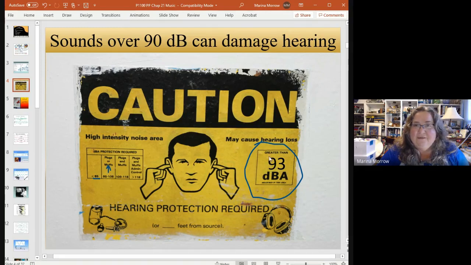Okay, so it's a little bit above where you start to get damage in your ears, and you'll know you're getting damage if you start to hear ringing in your ears. This will happen sometimes after a loud concert, or if you've been in a noisy place, you'll start to hear that ringing. That actually is damage occurring to your ears right then and there.